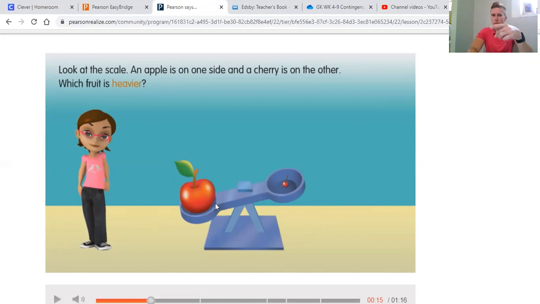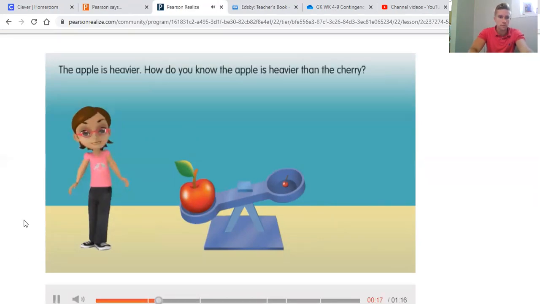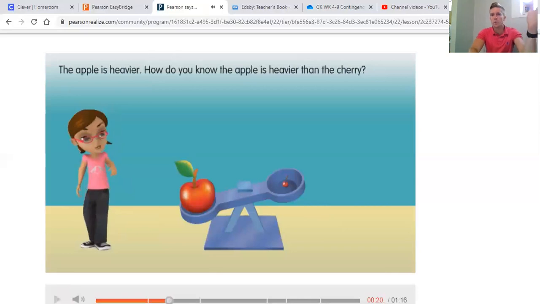Did you say apple? I think you did. I think apple is right. Apple is definitely heavier than cherry. How do you know the apple is heavier than the cherry? What did I tell you about a scale that lets you know? Now some might say, well, the apple's bigger, Mr. Nielsen. It is definitely bigger. A lot of times that's how weight works. If something is bigger, it's heavier.